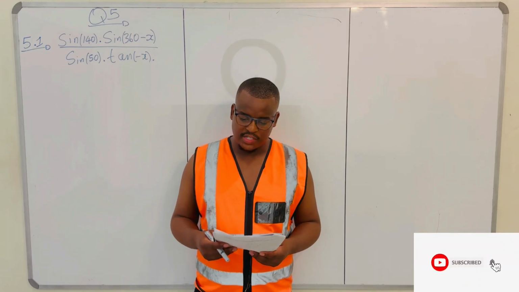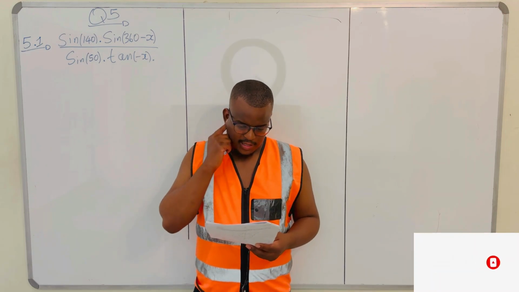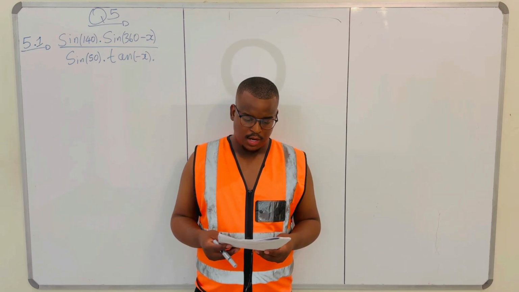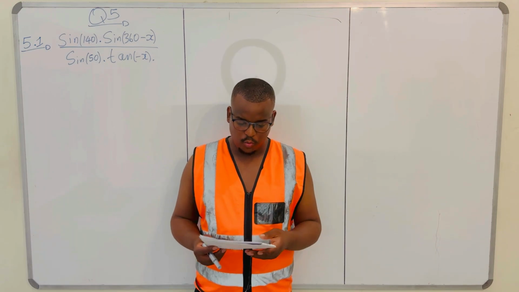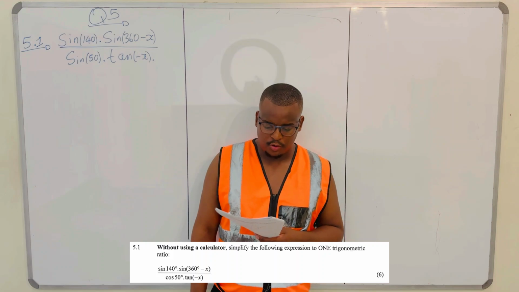So in this video, I'll be doing question 5 of the November 2021 question paper, Mathematics Paper 2. The topic is trigonometry. So these are trigonometric principles. I'll start with 5.1. So 5.1 reads as follows.